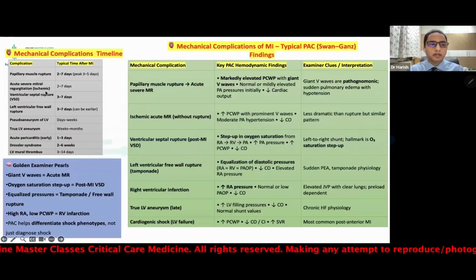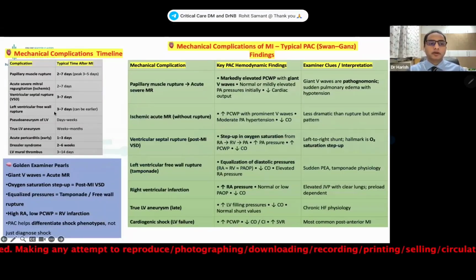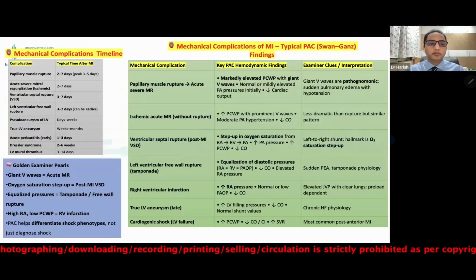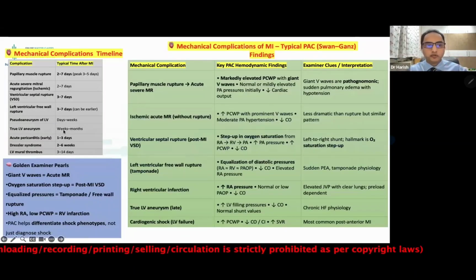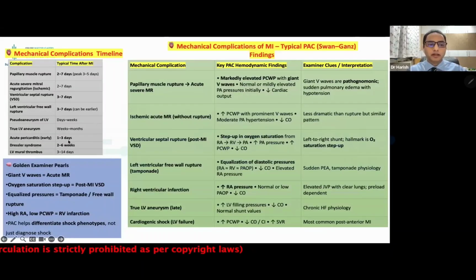So acute severe mitral regurgitation, which is ischemic, 2 to 7 days. Ventricular septal rupture, VSD, 3 to 7 days. Left ventricular free wall rupture, 3 to 7 days, can be earlier also. Pseudoaneurysm of LV, somewhere days to weeks. Weeks to months we can get true LV aneurysm. Acute pericarditis, early, 1 to 3 days. Post-myocardial infarction syndrome, what we call Dressler syndrome, that is 2 to 6 weeks. LV mural thrombus, 3 to 14 days. So these are the mechanical complications.